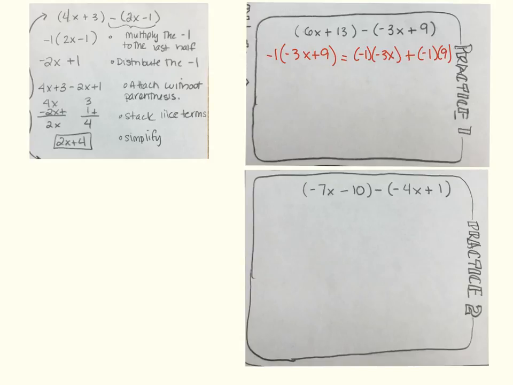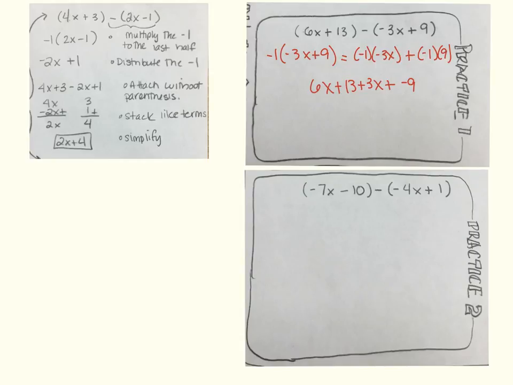This is where you use your calculator. You type in -1 times -3. You get a +3. Then -1 times +9, when you type that into your calculator, you get a -9. So once you distribute the end part of this expression, you're going to bring down the front end. Now you just do what you normally do: stack the like terms, and simplify.